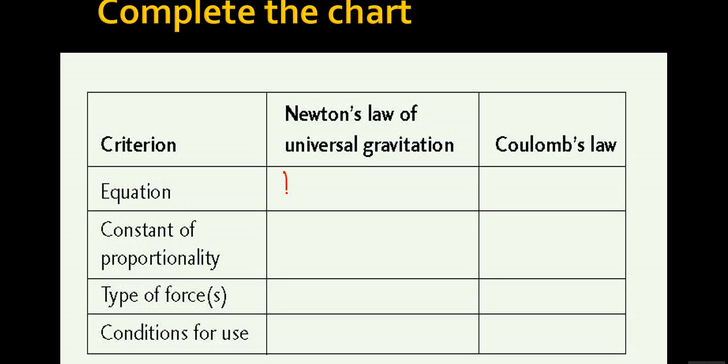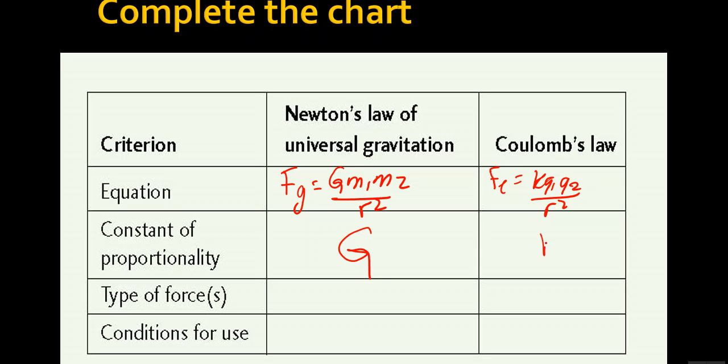So if you write down the formula, we know that the force of gravity is equal to G M1 M2 over R squared. And Coulomb's law is Fe is equal to K Q1 Q2 over R squared. Very similar. The constants in the case of gravity is G and K for Coulomb's law. This is the force of gravity. This is electrostatic force.